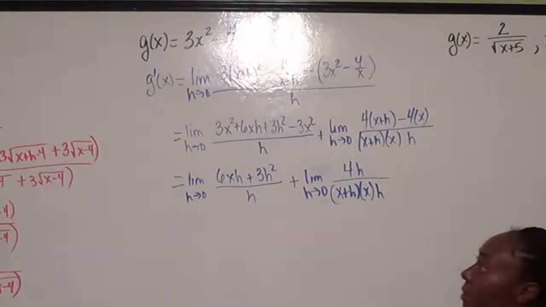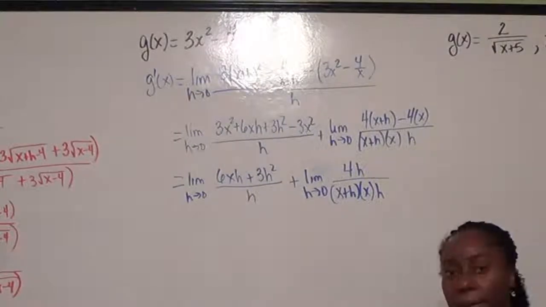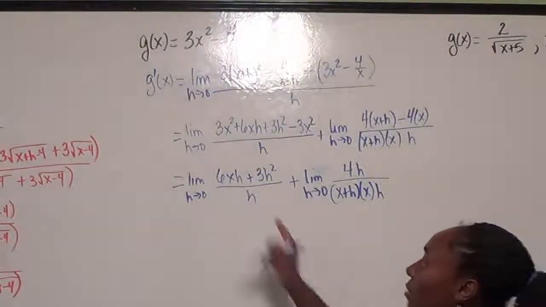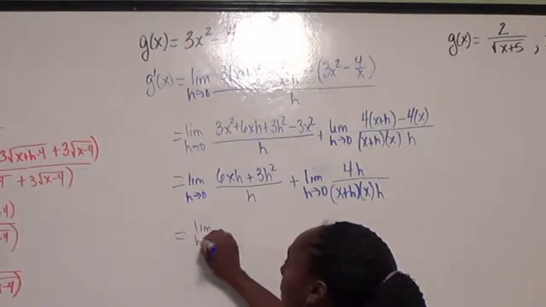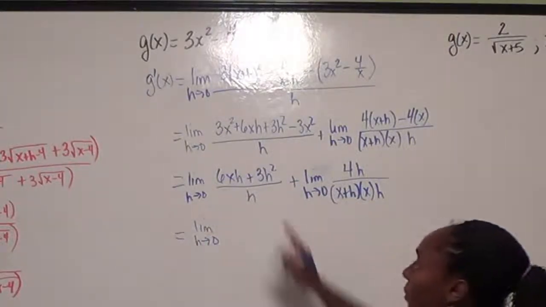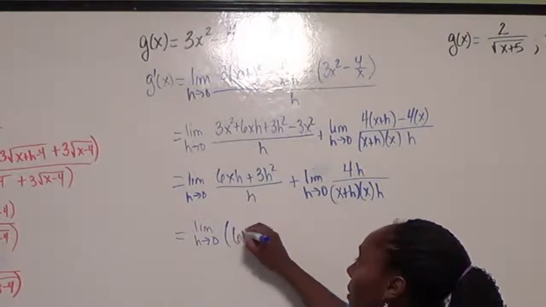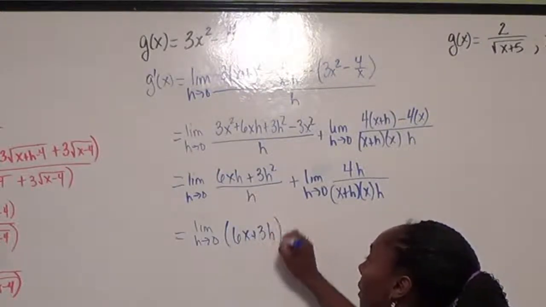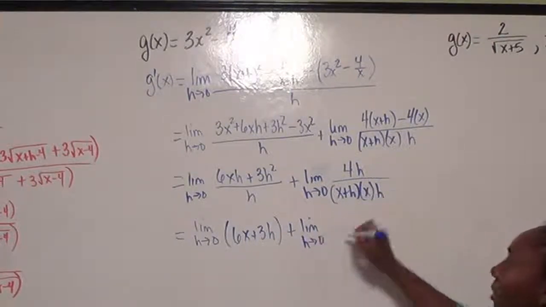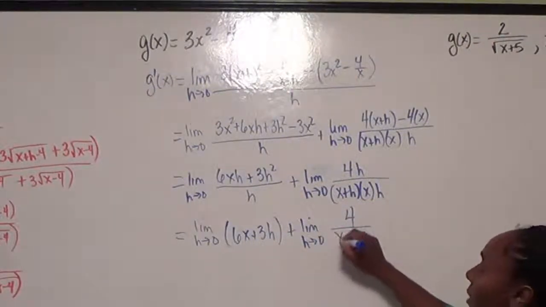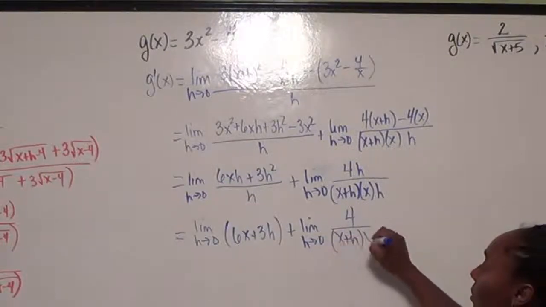In both cases, I am now down to a point where I have h's in every term. So I can cancel out that h. So my limit for the first one is going to be of 6x plus 3h. And for the second is going to be 4 over (x plus h) times x.